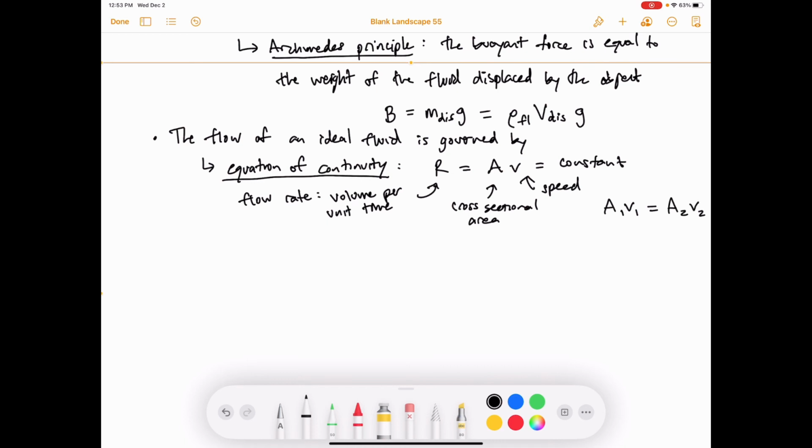Okay, so the classic example where the equation of continuity applies is if you have a pipe where the cross-sectional area of that pipe changes, maybe it gets narrower, something like this. So the speed of the fluid over here and the speed of the fluid over here are going to be different because of that changing cross-sectional area, but you can relate them using the equation of continuity.